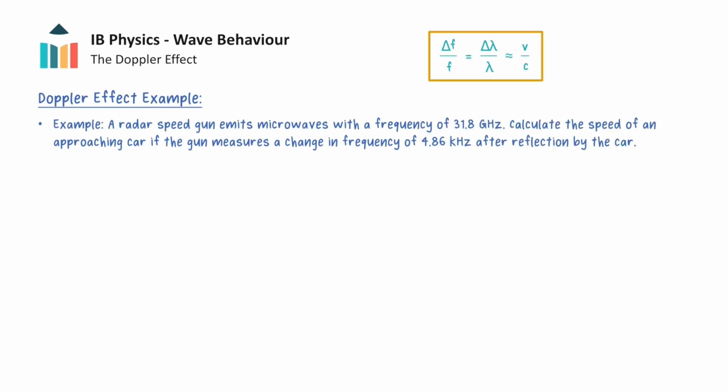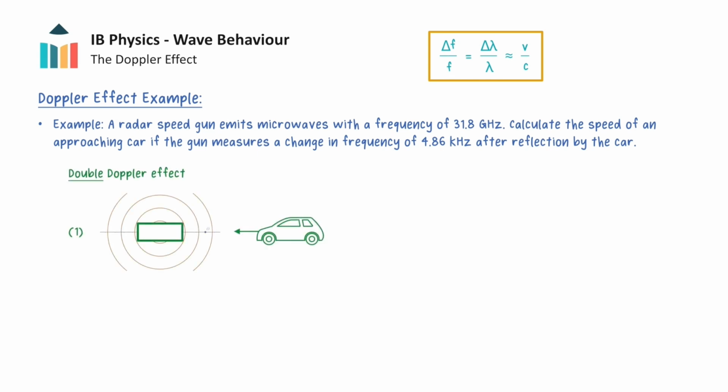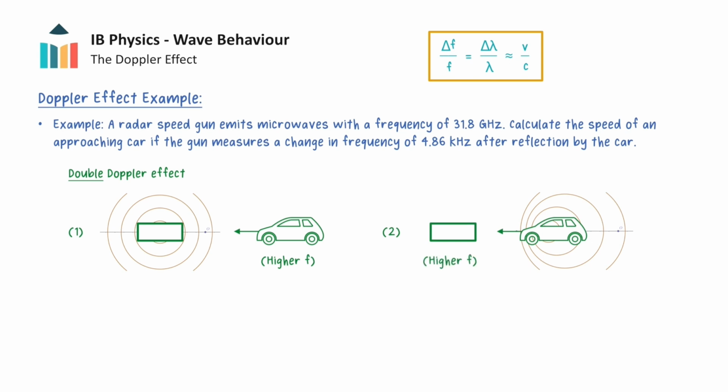The following example shows how the Doppler effect can be used to determine the speed of a car. In this situation, there is a double Doppler effect. The first shift is the stationary gun emitting waves to a moving car, so the car will observe a greater frequency. In the second shift, waves are reflected off the moving car with this greater frequency, so the car acts as a moving source towards the stationary radar gun, and the gun will detect an even greater frequency.